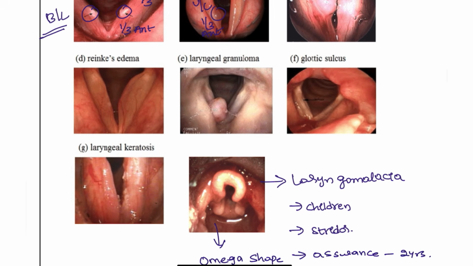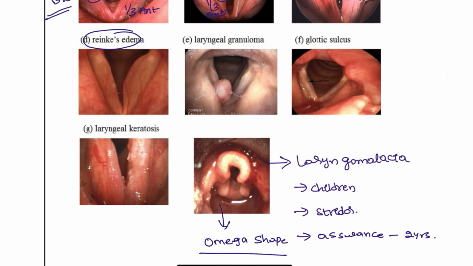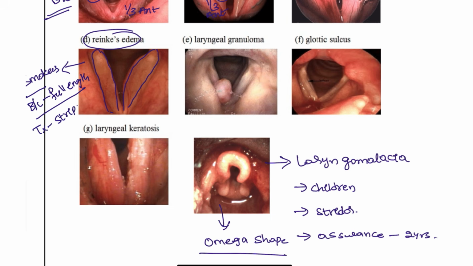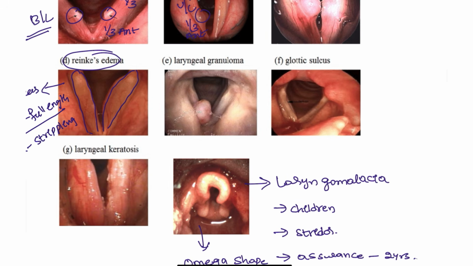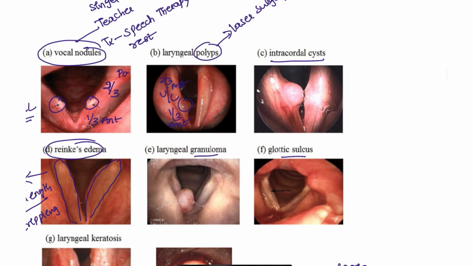Next, Reinke's edema. Reinke's edema is seen especially in smokers. It will involve the whole true vocal cords and the false vocal cords. It is bilateral and full length. And the treatment for this patient is stripping. Stripping has to be done for this patient. Laryngeal keratosis, laryngeal granuloma, sulcus glottidis where a dilatation is seen, and intracordal cyst. These are the different types of laryngeal disorders.